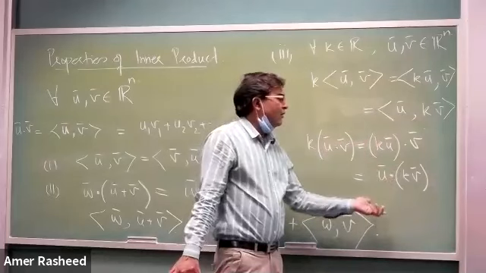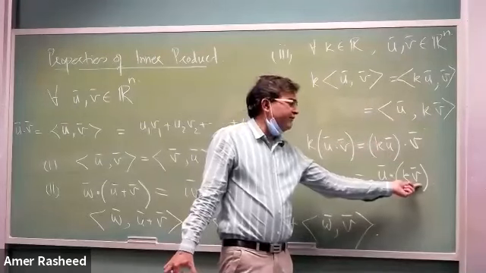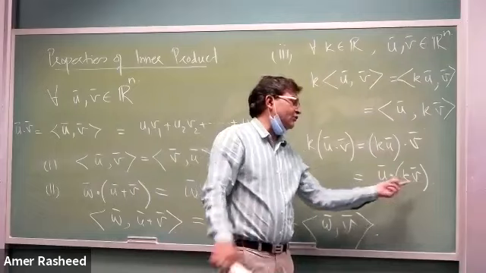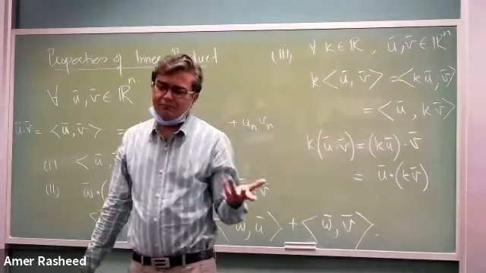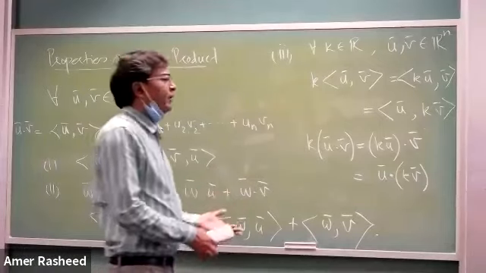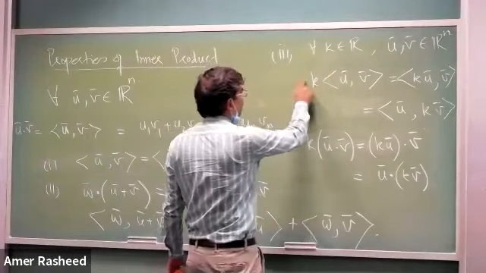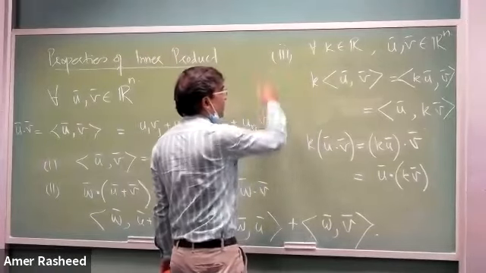And similarly, we can multiply k with v and then take the dot product with u. So all these three things are the same in the dot product or inner product. So this is the third property.